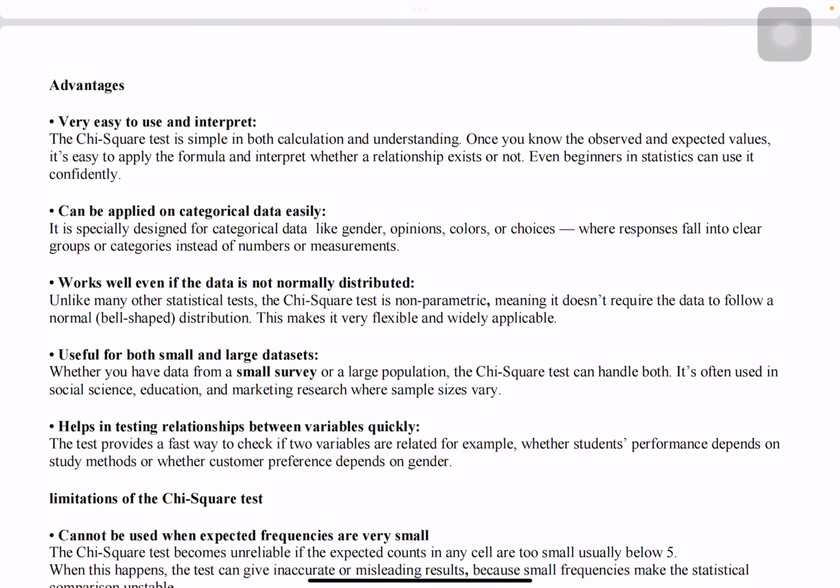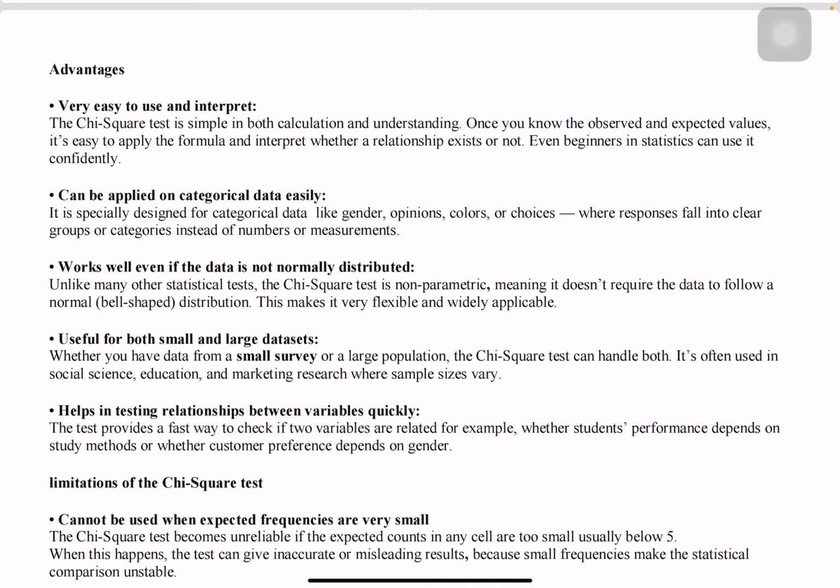Advantages: very easy to use and interpret. The chi-square test is simple in both calculations and understanding. Once you know the observed and expected values, it is easy to apply the formula and interpret whether a relationship exists or not. Even beginners in statistics can use it confidently.